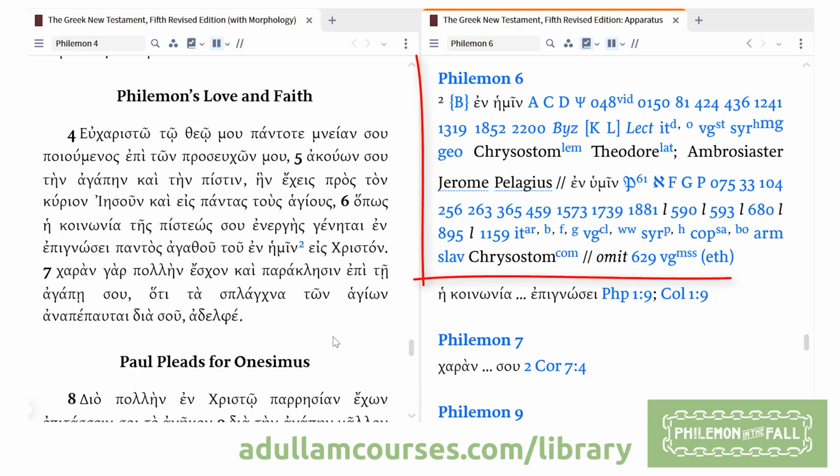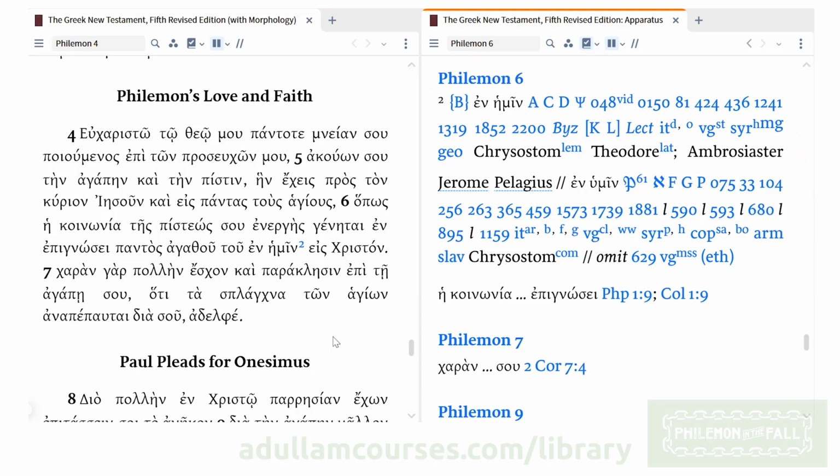So if we look over to the apparatus, we see first again the reading in the text, "in hēmin." The double slashes tell us where the evidence ends. Then we have a different reading, "in hymin." Then the double slashes, and then the word "omit," which means that some manuscripts omit these words.